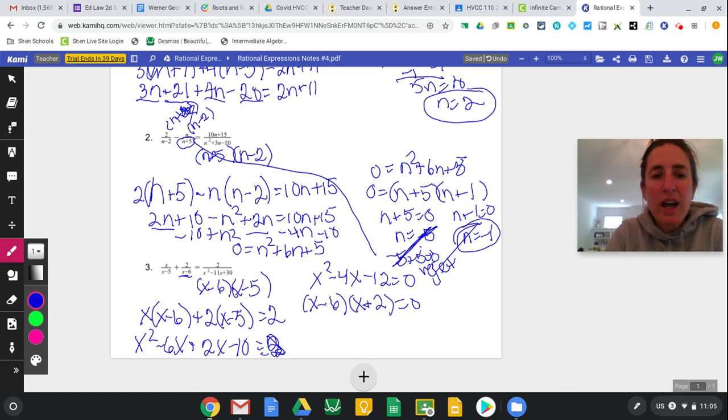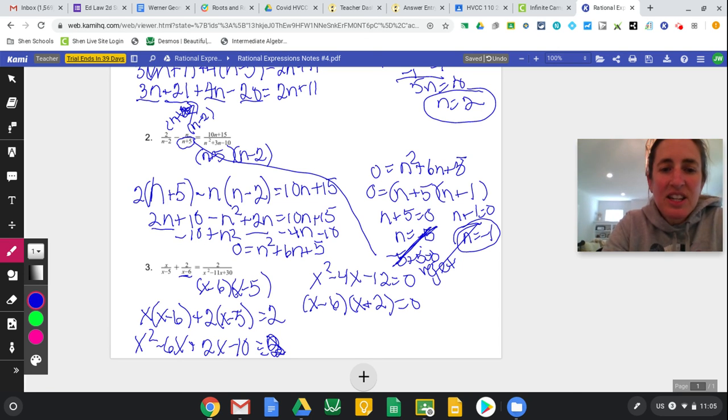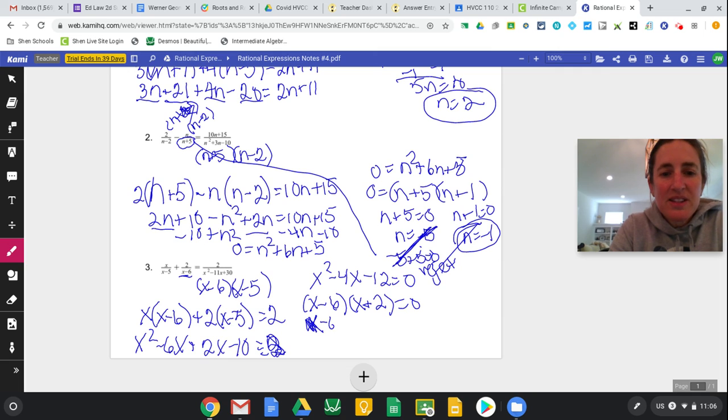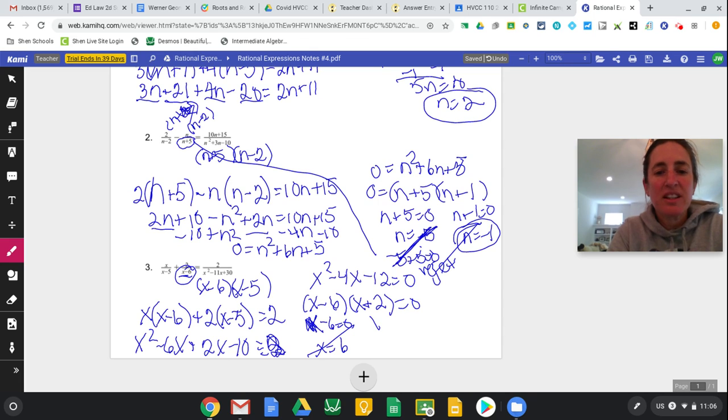Set each one equal to 0. So x minus 6 equals 0. This is going to be x equals 6. But if you're looking back here, what's 6 minus 6? 0. So this guy gets rejected.